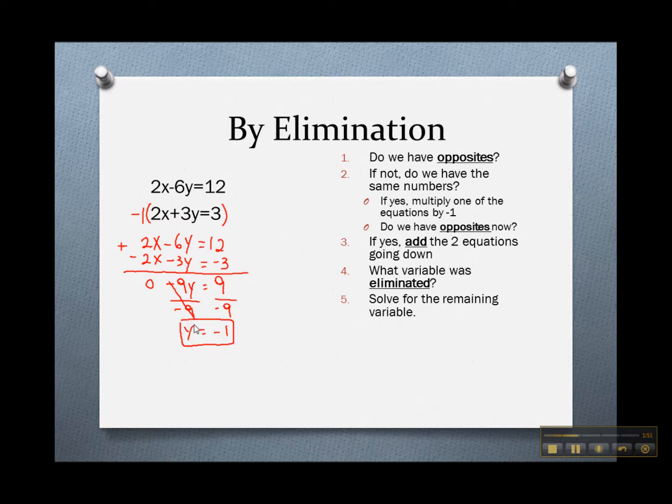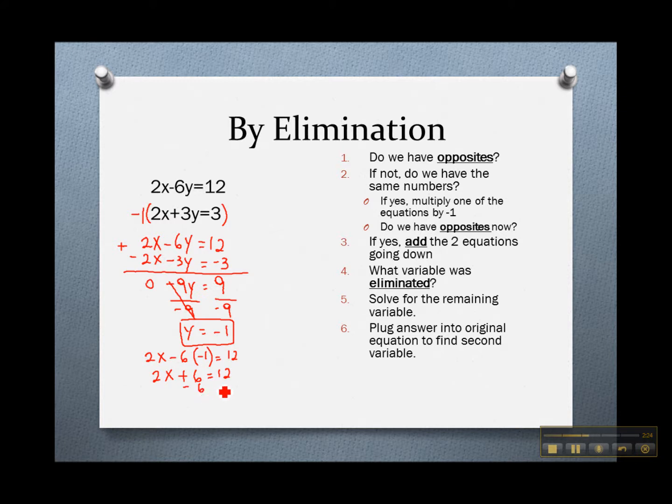That's my first answer. And then, like always, you're going to plug it into the original equation to find the second variable. You can do it in either one of these. I'm going to plug it in here. So I'm going to do 2x minus 6, and instead of y, I'm going to plug in a negative 1, equals 12. And now I need to solve for x. So 2x, negative 6 times negative 1 is positive 6, equals 12.